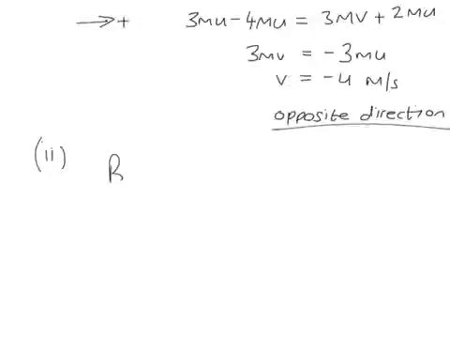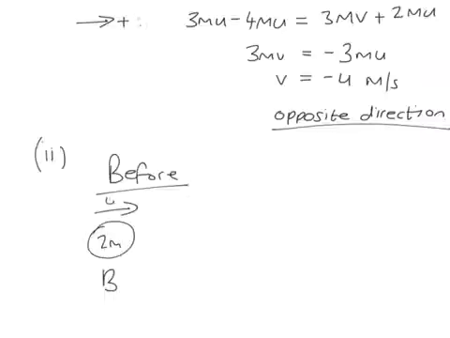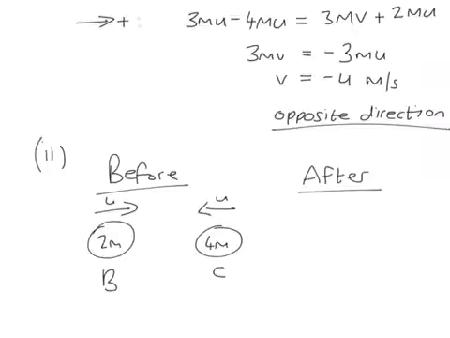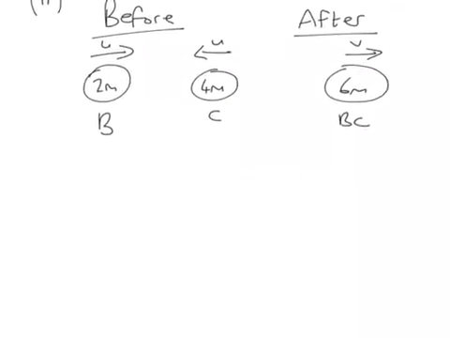So before the collision, again split it up into what happens before. So we're going to have B here, which is 2m moving at u meters per second, and then we have C, which is 4m moving at u meters per second, and then afterwards, okay, we're going to have BC, which is going to be 6m altogether, and we're going to be looking for its velocity, and then from that finding its speed. So again, using the conservation of momentum, we can say that 2mu minus 4mu, since it's in the opposite direction, is equal to 6mv.